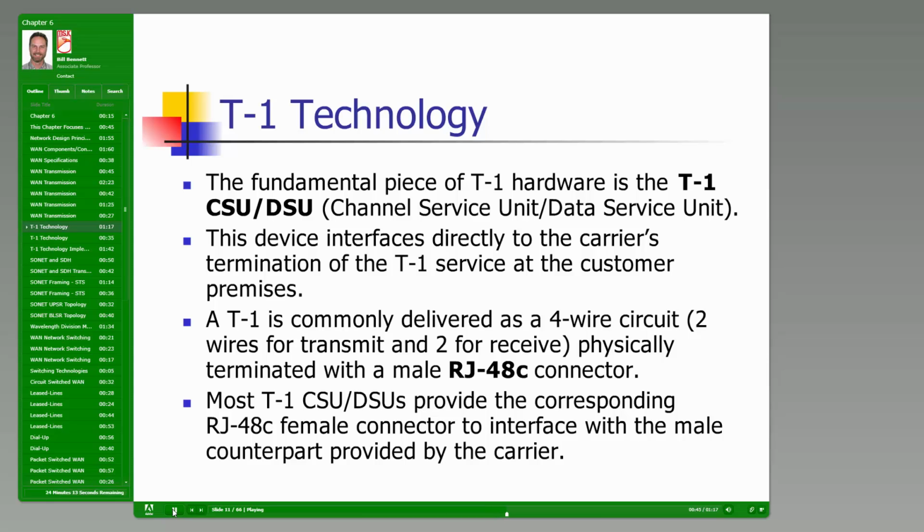T1 is commonly delivered again as a 4-wire circuit, 2 pairs of wires, 1 pair for transmitting, 1 pair for receiving. And it is physically terminated with a male RJ48C connector. So in Ethernet we use RJ45. In a T1 environment it would be an RJ48C connector. Most of the T1 CSUs, DSUs provide the corresponding RJ48C female connector to interface with that male counterpart provided by the carrier.